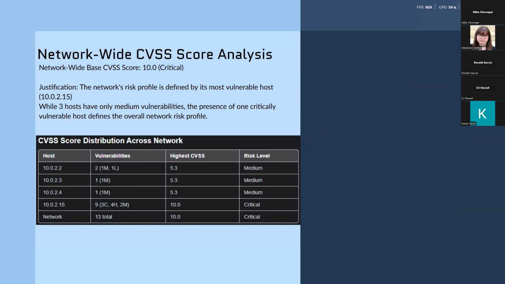The network's risk profile is defined by its most vulnerable host, which is .15. And while 3 hosts only have medium, since the network is defined by the host with the most risk profile, the overall risk is 10.0. And then here we have a CVSS score distribution across the network by host, vulnerabilities listed, and then the highest CVSS, and then we have risk level as well.